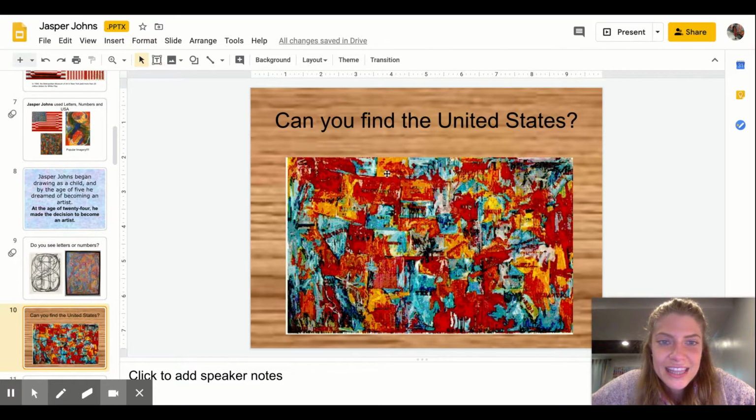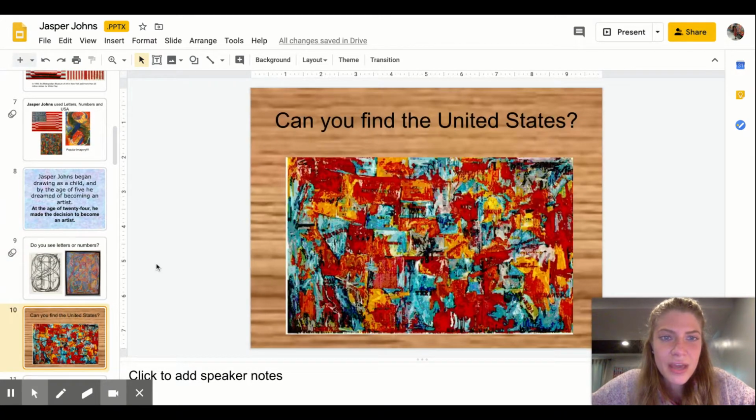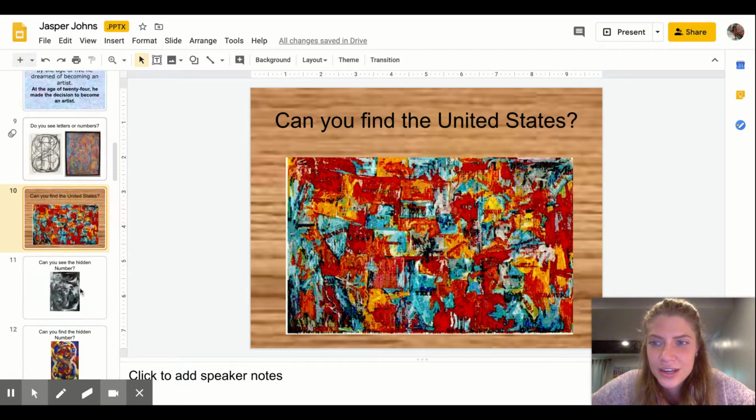All right, in this picture, you can find the United States of America. I don't know why the artist chose to hide them. Maybe I see some kind of a common theme going here. What do you guys think? We have some hidden numbers going on in this picture. Then we have some hidden United States going on in this picture. So it looked like the artist wanted to try to hide something when he was doing his work.